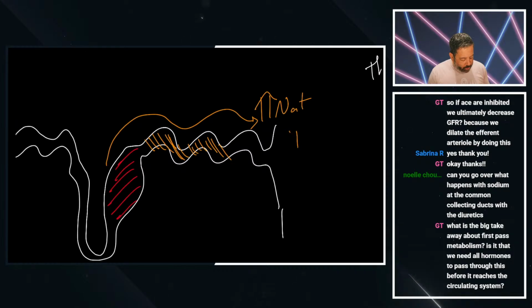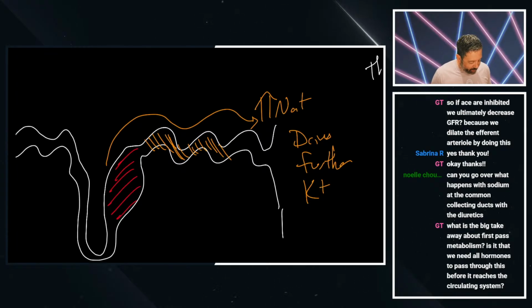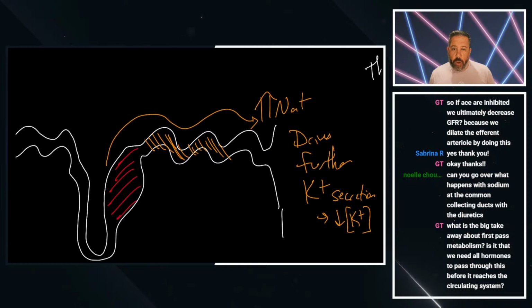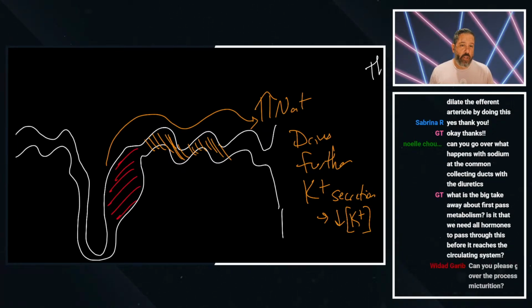What this does is it drives further potassium secretion. And therefore, if you're secreting more potassium into the filtrate, you're going to decrease your potassium in the blood. And that's another way that you have hypokalemia, when you have an increased delivery of sodium to the end because of the diuretic use. Allows all that to happen.